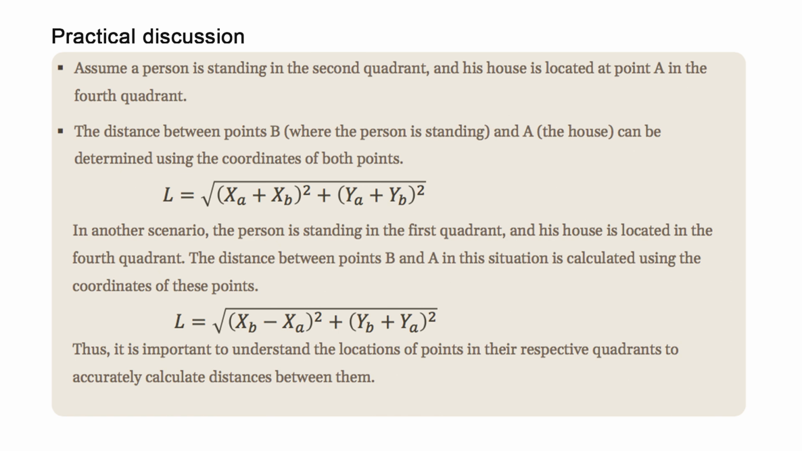In another scenario, if the person is standing in the first quadrant and his house is in the fourth quadrant, we can use the same formula to arrive at L. So, capital L is equal to root of (xb minus xa) the whole square plus (yb plus ya) the whole square. It is very simple. We have just considered the algebraic sign.